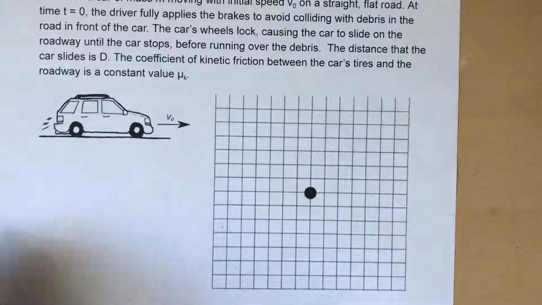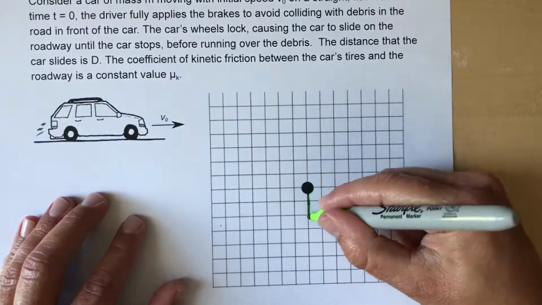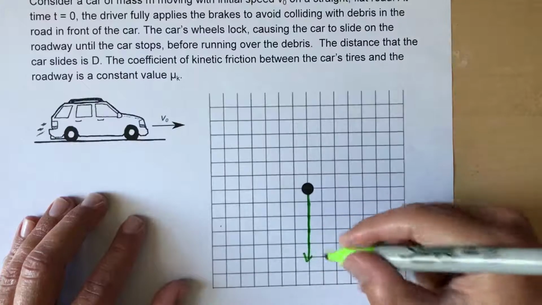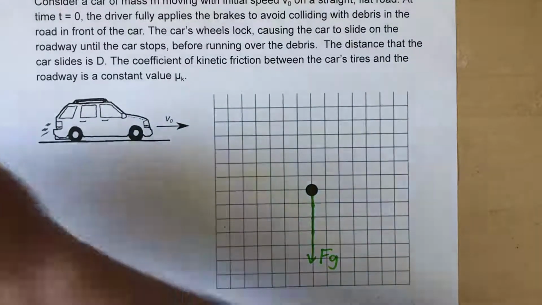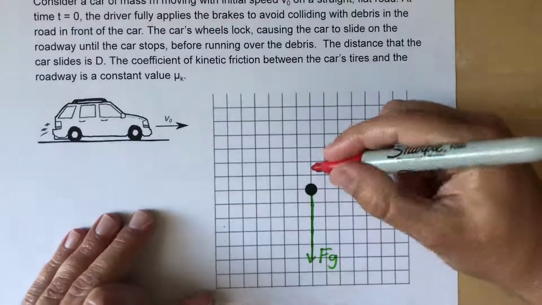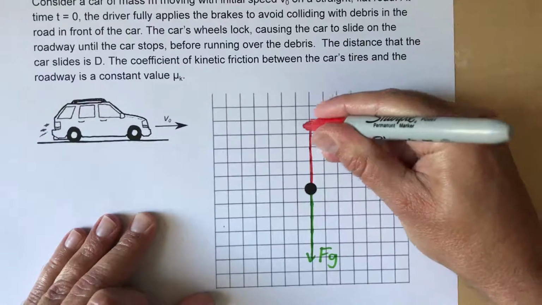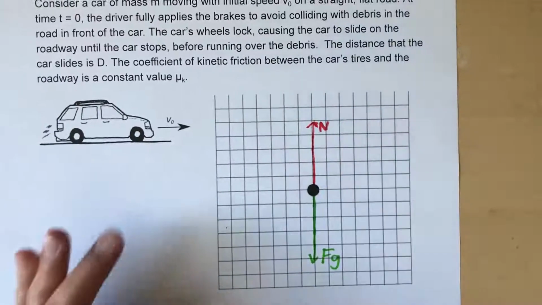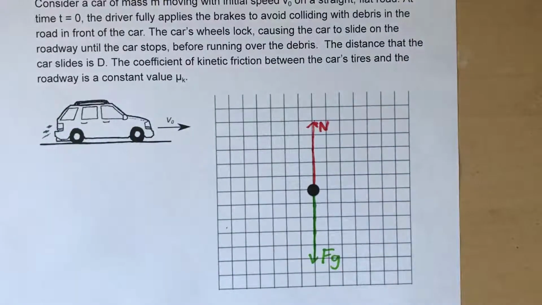So first thing is free body diagram. Clearly, as always on this planet, we're going to have gravity. So I'm just going to go 1, 2, 3, 4, 5 down. I'm going to label that the force of gravity. And then we will have to have a normal force up. So 1, 2, 3, 4, 5. The normal force must match the force of gravity because we are not accelerating in the y direction.